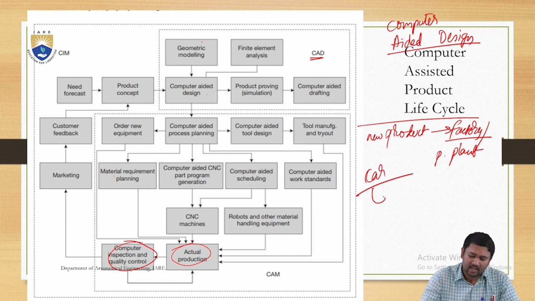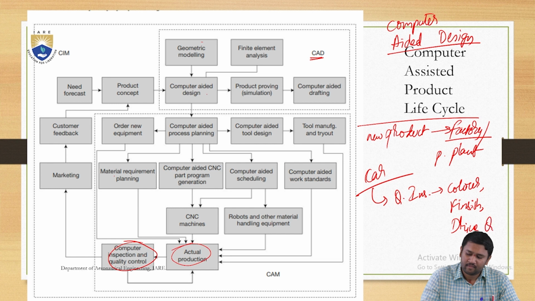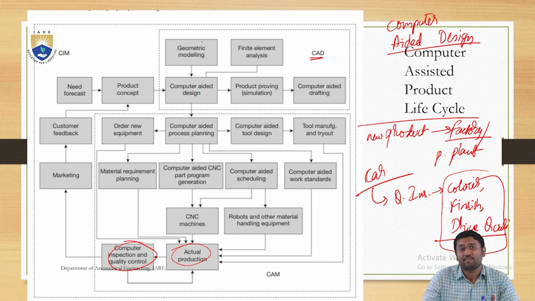right? A car will undergo quality inspection to check the color, finish, the drive quality, and so on, right? All these things are a few of the quality parameters on which a car is supposed to be checked before final delivery. These quality checks happen right after the production of a particular product to verify that it is meeting the requirements or the standards that it is specified to meet.